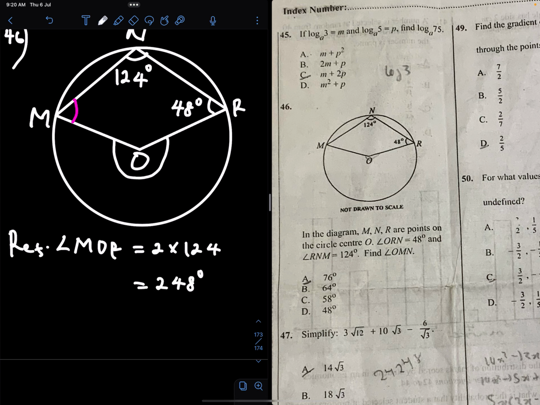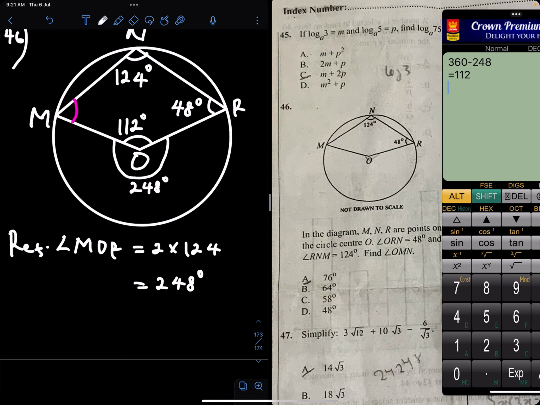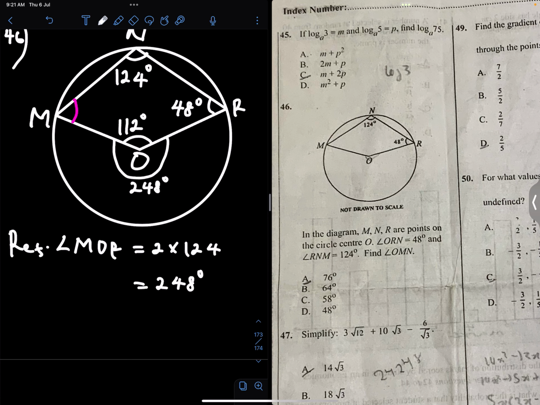248 degrees. And the reason for that is angle at center is twice angle at circumference. So if this one is 248 degrees, then this angle will be 360 minus 248, and that's 112 degrees. So the obtuse angle MON is 112 degrees.